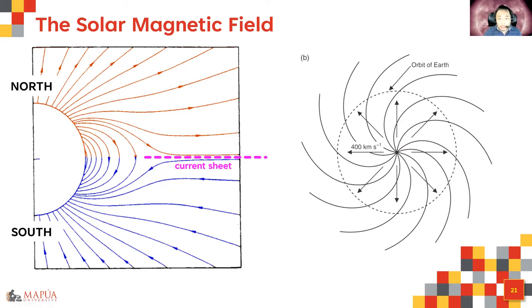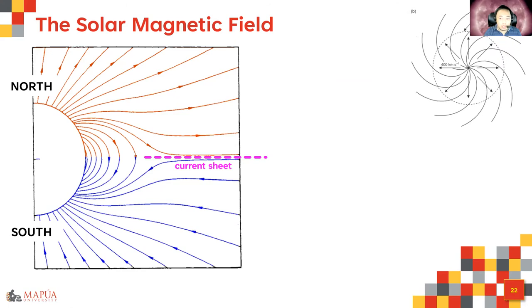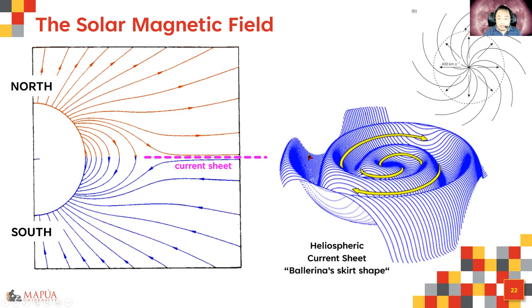Okay, now if we look at this in three dimensions, it actually looks like this. We call this your ballerina skirt shape. This is what we call the heliospheric current sheet. So this sheet is actually in this form. As the sun rotates, the material will form that Archimedean spiral, but in three dimensions, it will act as a ballerina skirt.